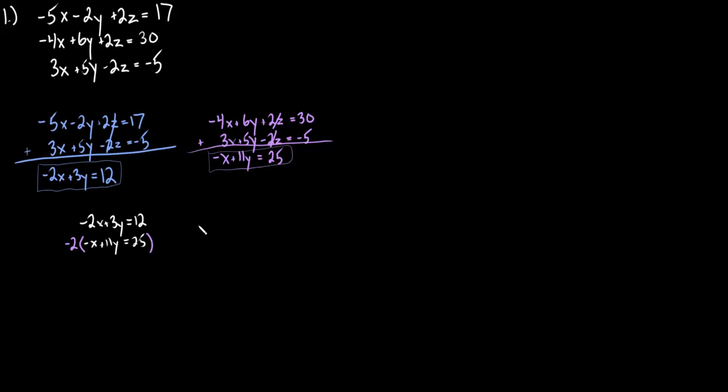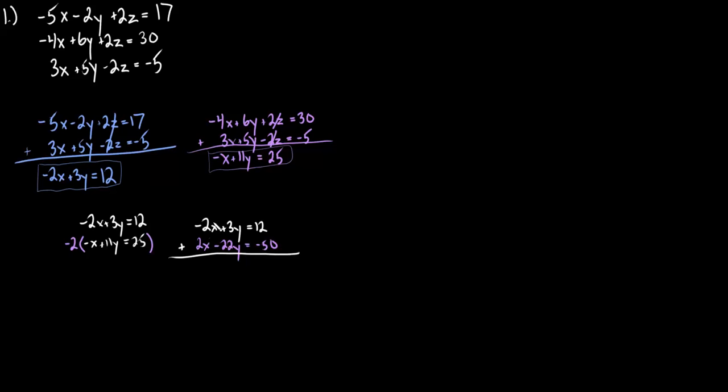So now I'm going to have, and I'm just going to rewrite it real quick, negative 2x plus 3y is equal to 12. And I'm multiplying the second equation through by negative 2, so I'm going to have a positive 2x minus 22y is equal to negative 50. And I did this because now when I add these two equations together, the x's cancel.